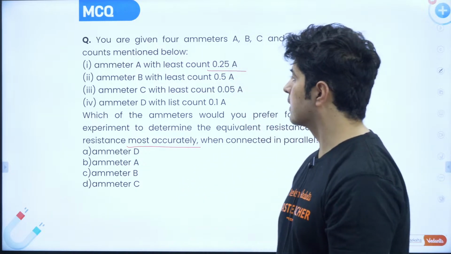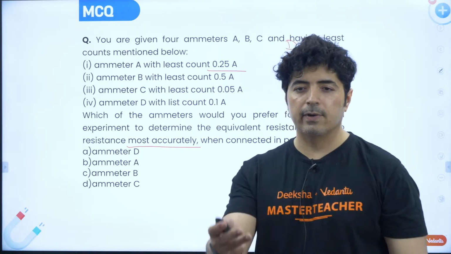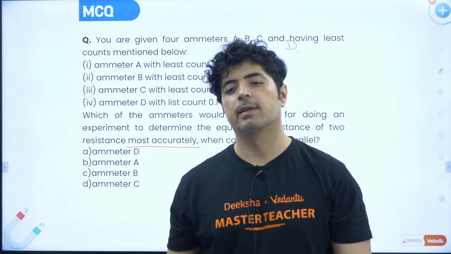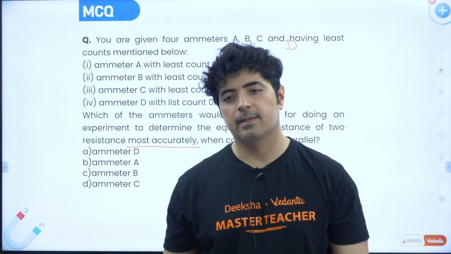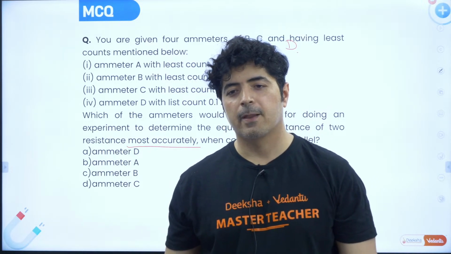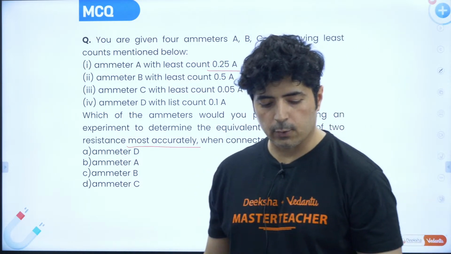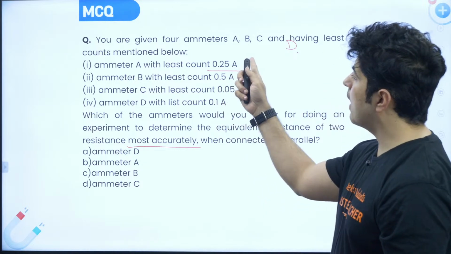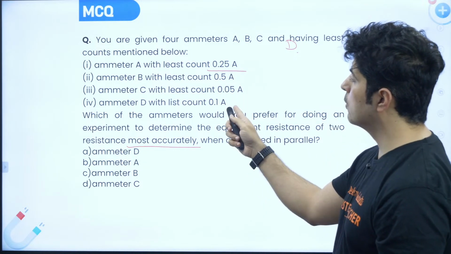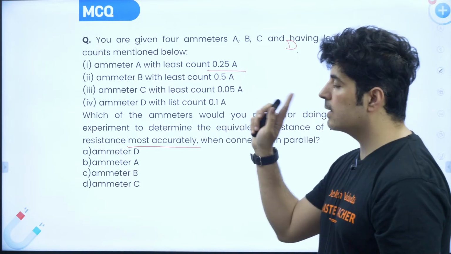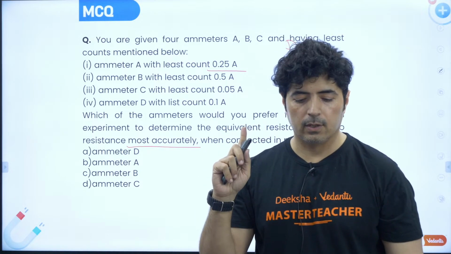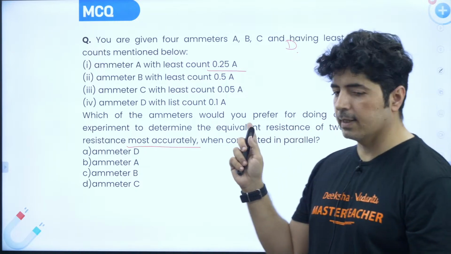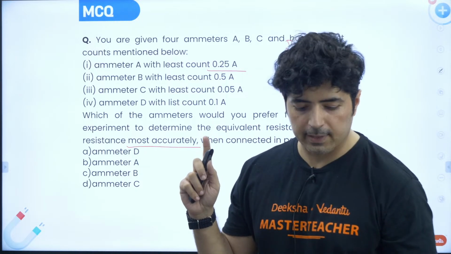So the answer to this particular question, yes, I'm waiting for the comment box. Come on guys, buckle up, everybody, go for it. Yes, all right. So the question is in front of your screen: which ammeter will be used to determine the equivalent resistance most accurately? Okay, so the answer of this is, yes, I'm waiting for the comment.